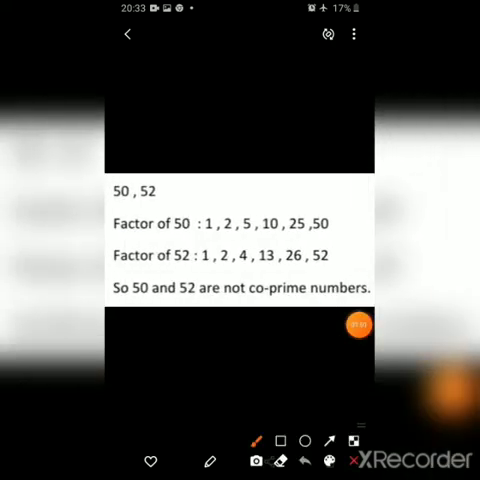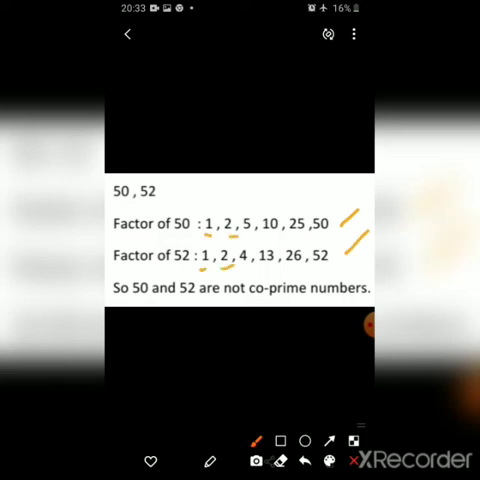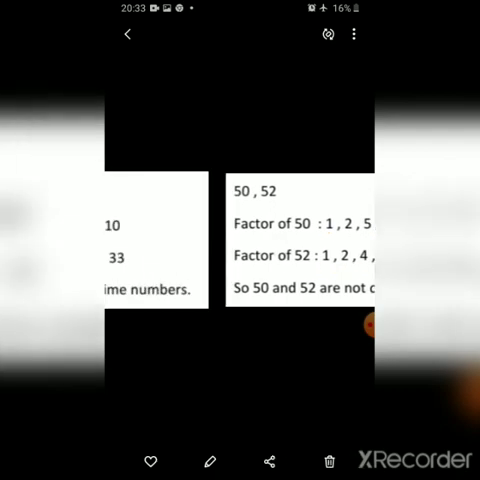Now look at the question. Are 50 and 52 co-prime numbers? Factors of 50: 1, 2, 5, 10, 25 and 50. Factors of 52: 1, 2, 4, 13, 26 and 52. How many common factors here? 1 and 2. So 50 and 52 are not co-prime numbers. How many common factors are there? 2. Means 50 and 52 are not co-prime numbers.